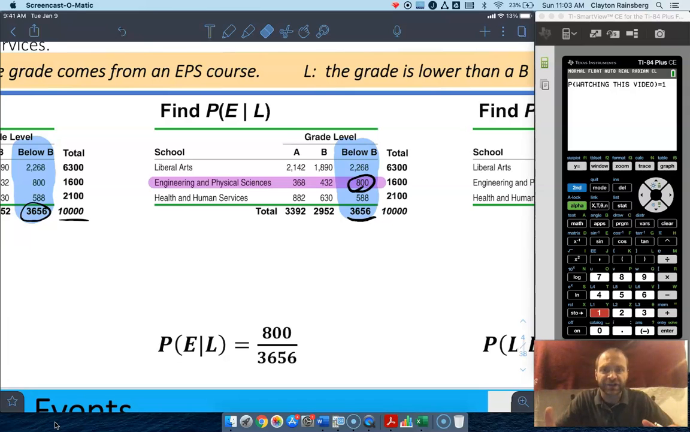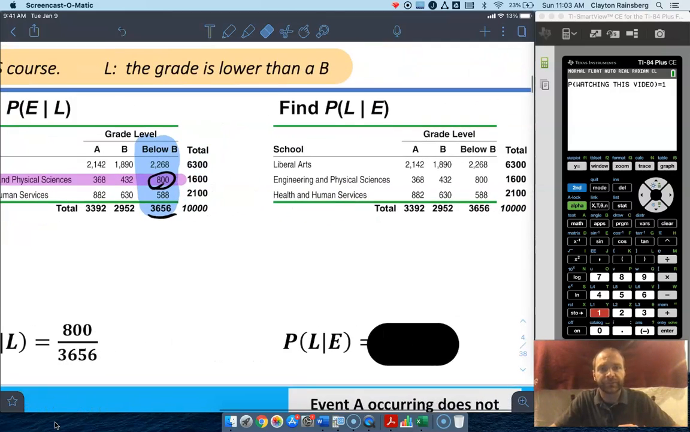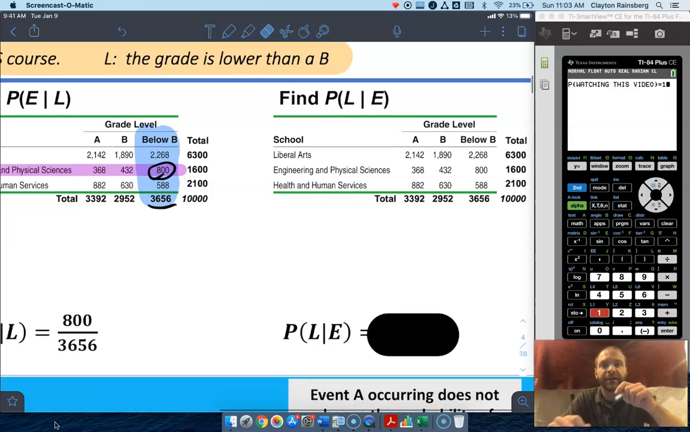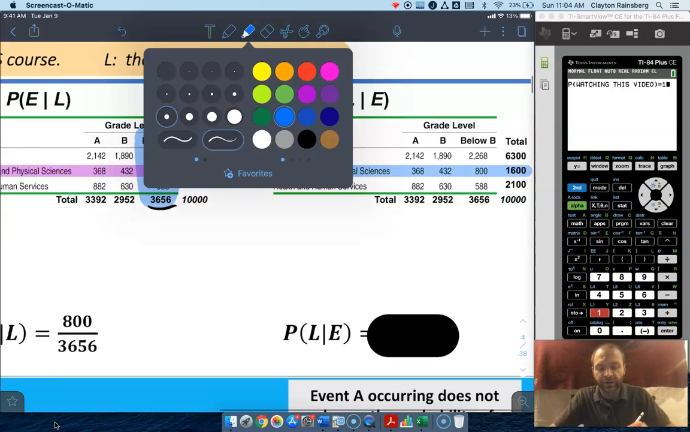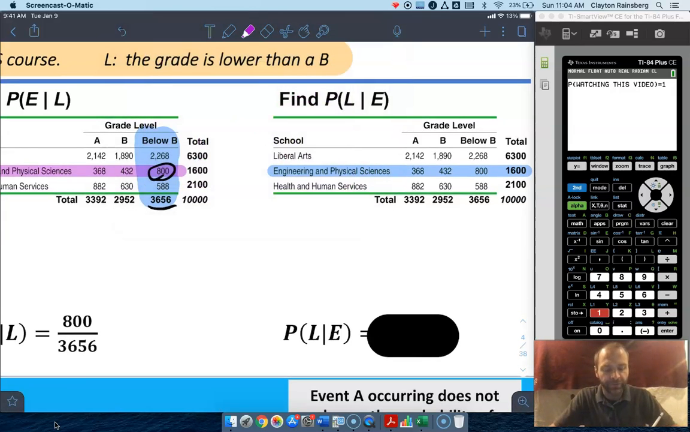So we have that condition, and that condition tells us where to focus first, and then we look at what the event is next. So when I look at this one, this time they're flipped. Now I want the probability that you have a grade lower than a B, given that it came from an engineering course. So now the first event, the event that's going to set everything off, is that it is coming from an engineering and physical sciences course. That has to occur first. Then we look at a grade lower than a B, which was this column right here.